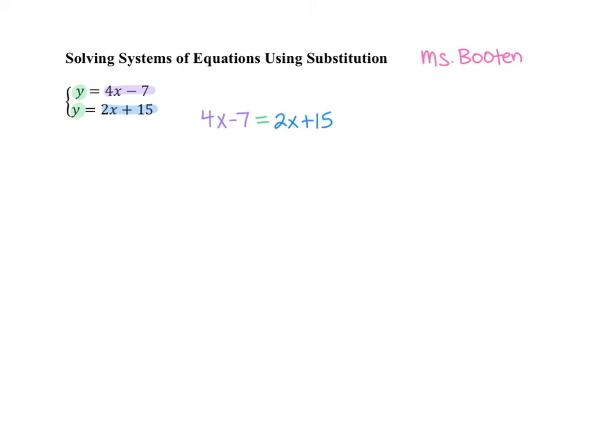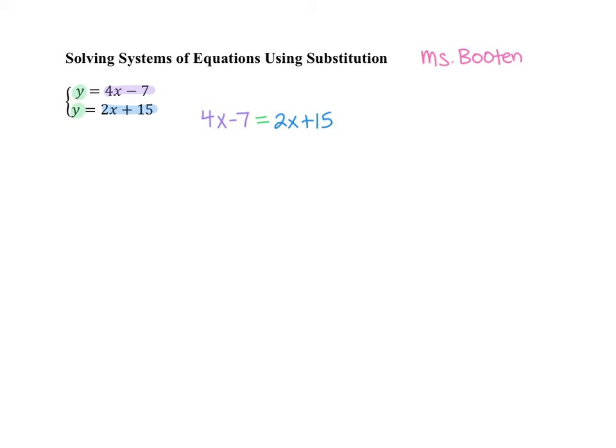This is where the substitution comes in, because this was y, and we replaced y in the second equation with 4x minus 7 because that's what y is equal to. Or you could look at this being y, and then we substituted in 2x plus 15 for the y that's equal to the 4x minus 7. Either way, since y equals both of these expressions, the expressions are equal to each other.